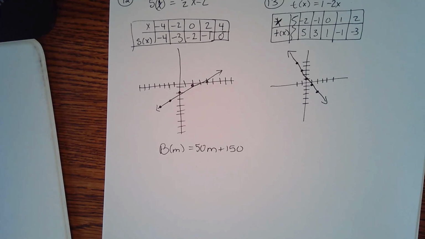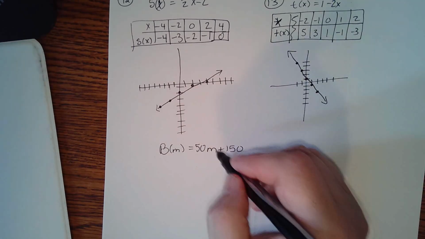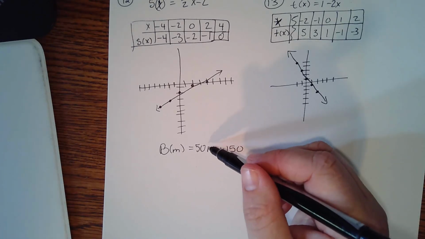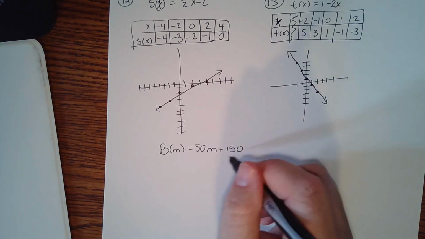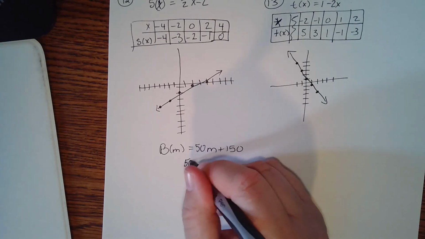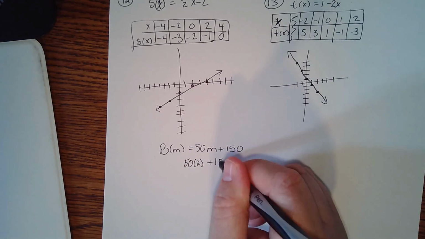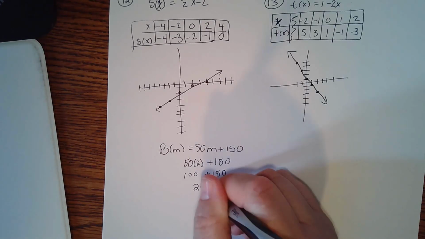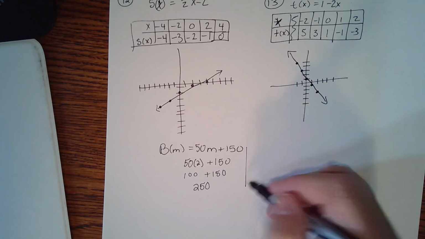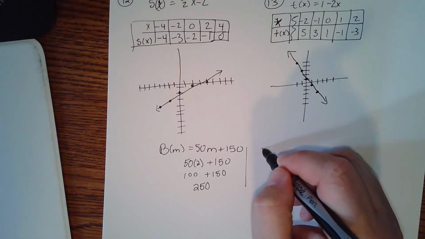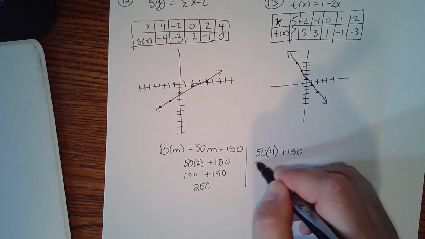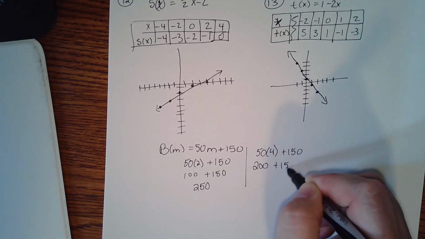Well, this kind of goes back to what we did earlier. So if I have $50 a month, let's just do 2 months. So 50 times 2, plus 150, that's 100 plus 150, that gives me 250. So okay, let's check and see 4 months. So 50 times 4 plus 150, so that's 200 plus 150 is 350.